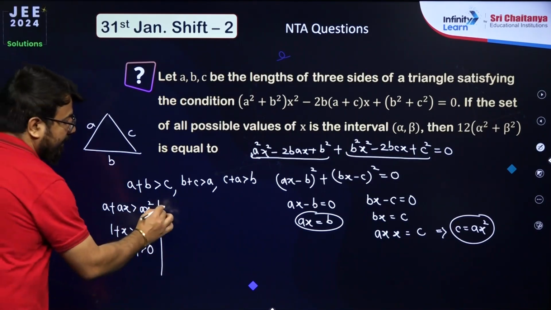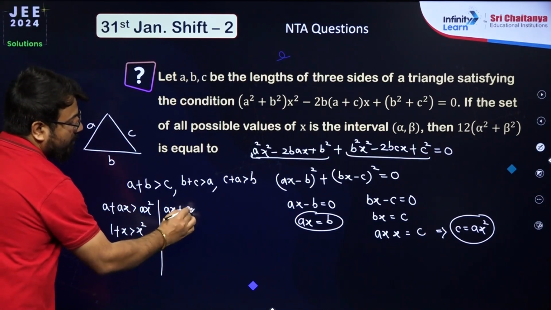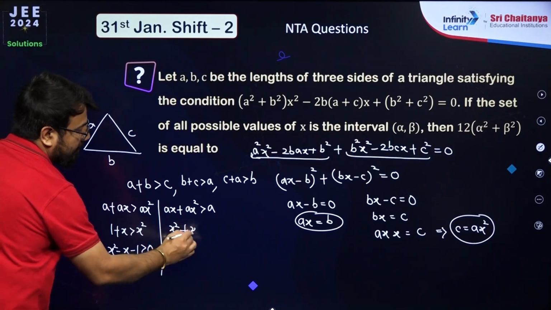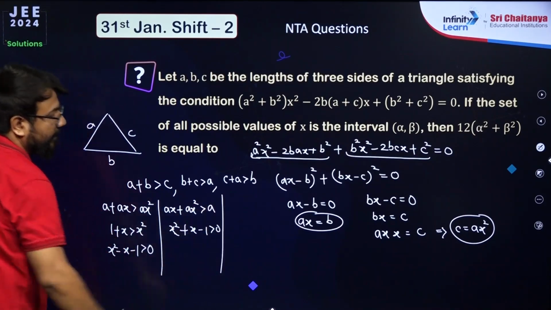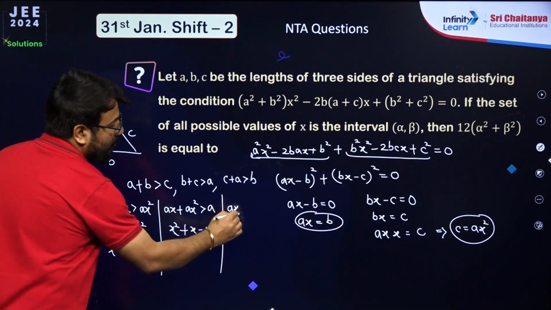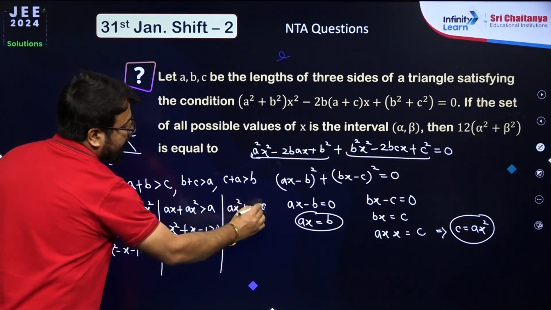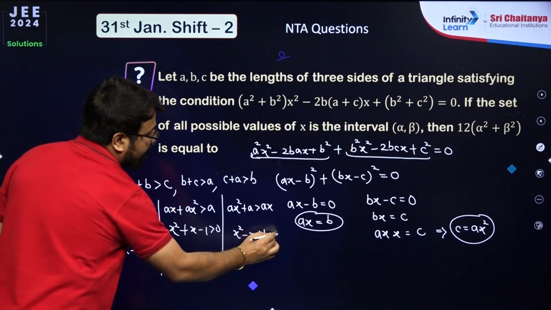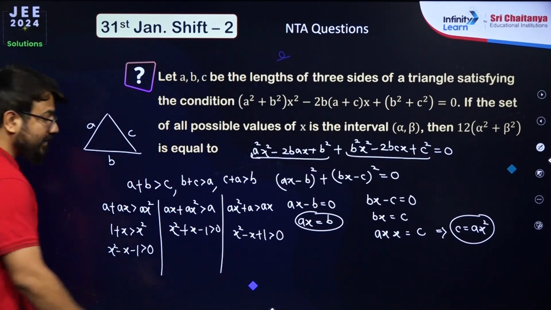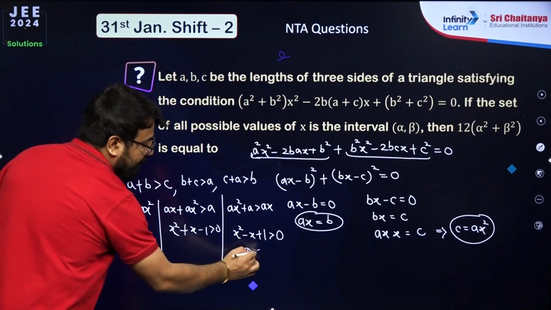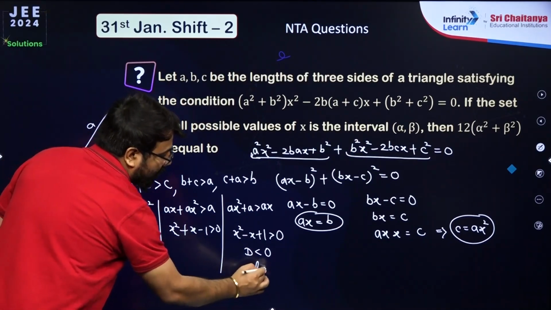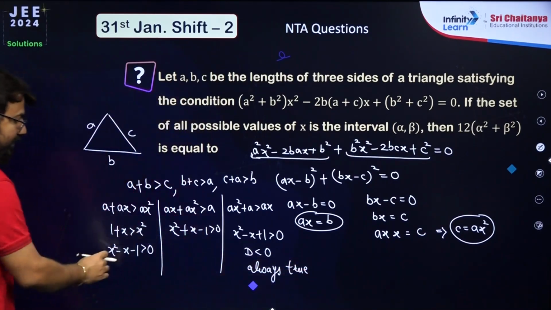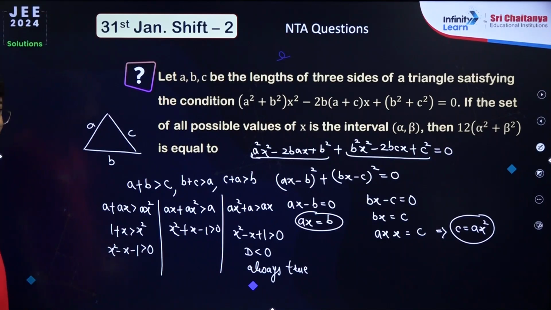And here it is ax plus ax square greater than a. So it will be x square plus x minus 1 greater than 0. And here it is ax square plus a greater than ax. So x square minus x plus 1 greater than 0. So I can see that this equation is having D less than 0, so this is always true. And if I talk about these two expressions, I can get the interval.